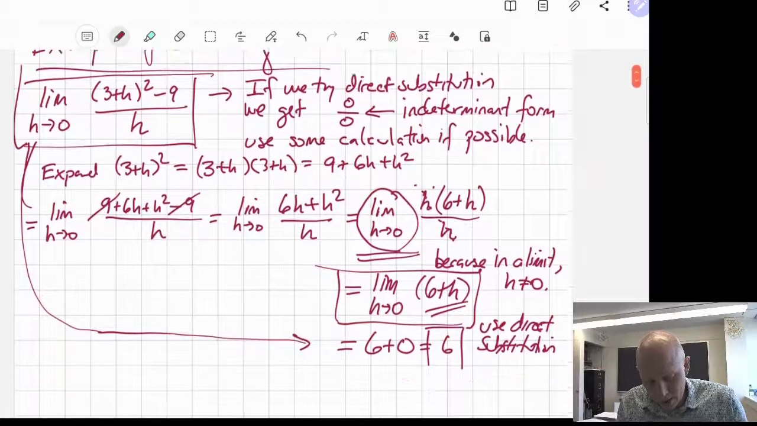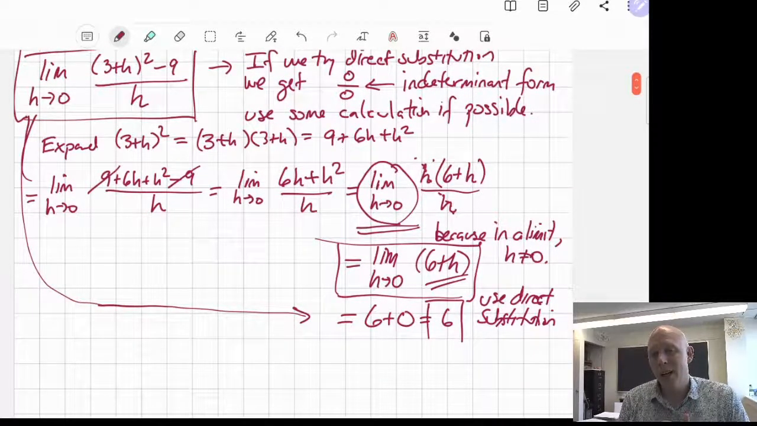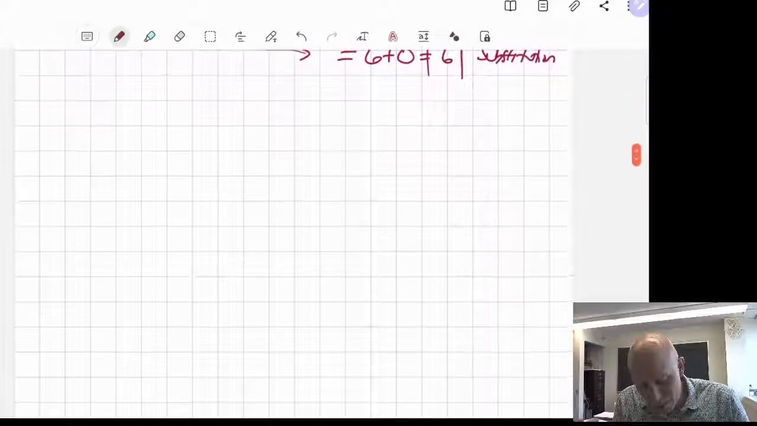All right. So that's one example. That's when you have an expression that gives you 0 over 0, and you need to do some expansion and simplification before you can calculate the value.